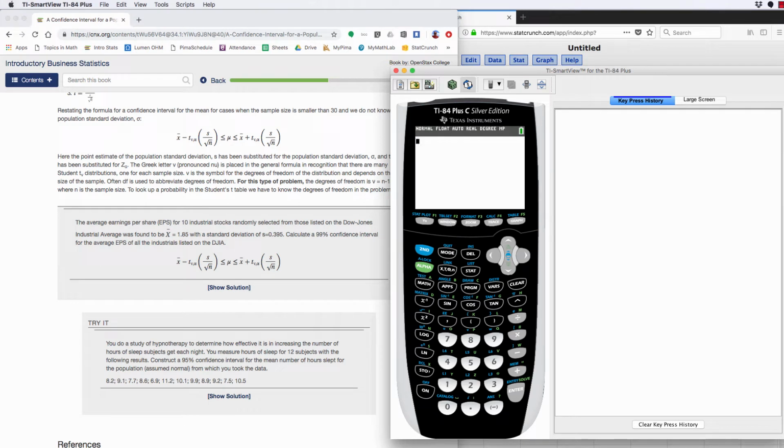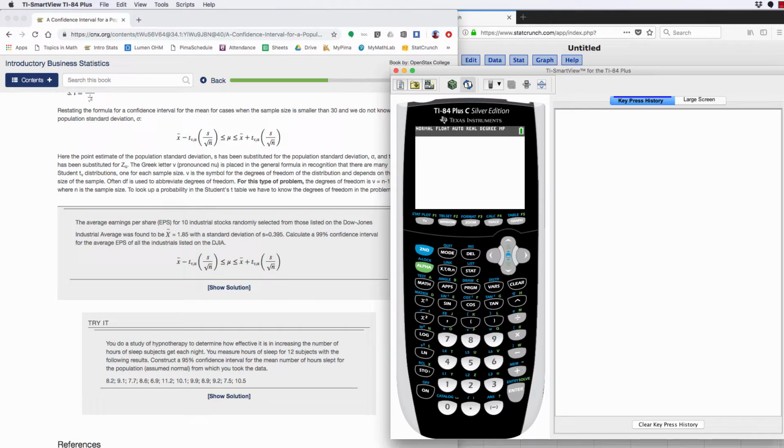In this example, we are going to look at stocks. There's 10 individual stocks. Their mean is 1.85. The standard deviation is 0.395. We're going to calculate a 99% confidence interval.